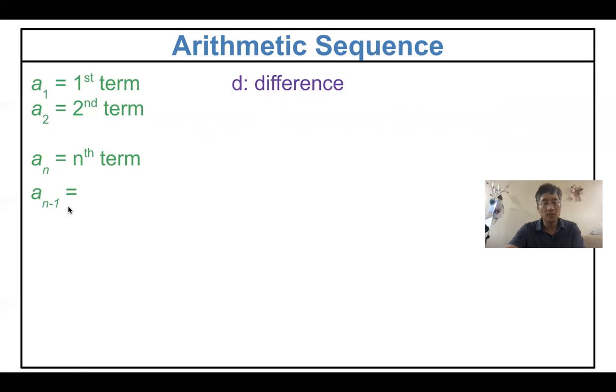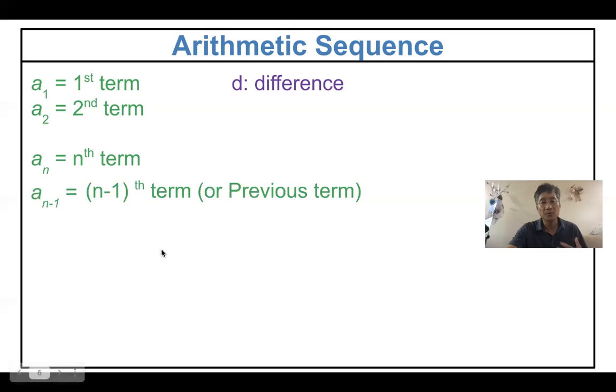n-1, do you know what it is? The n-1th term, or previous term. Because when we say the nth term, if n is 5, then n-1 is 4. Does it make sense to you? So before the fifth term is the fourth term, right? So n-1 means the previous term, or the n-1th term. Please keep it in mind, very important.